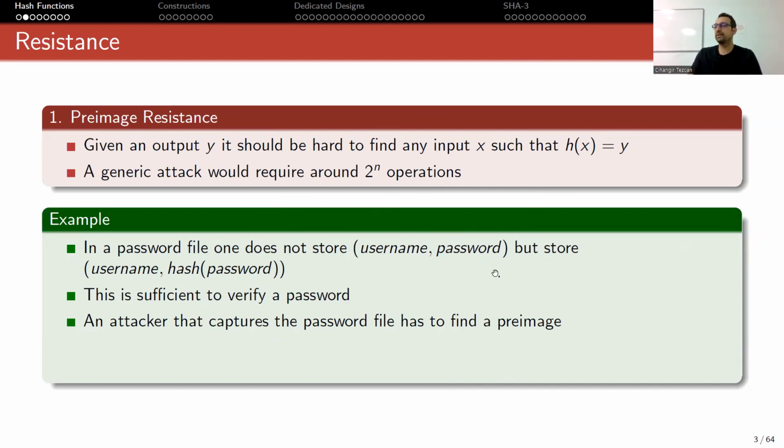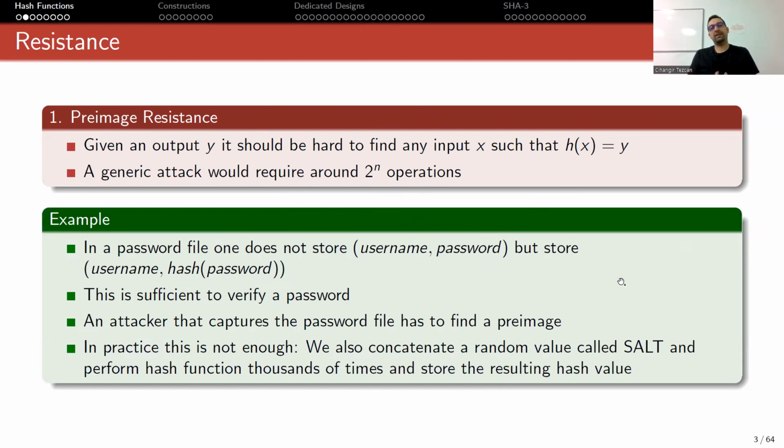But of course, if your password is really easy to guess or short, then the attacker can perform a brute force attack. So in practice, this example I gave you is not enough. What we do is generally concatenate a random value called salt to the end of your password, then calculate the hash. And to slow down the attacker's brute force efforts, instead of storing a single hash of the password concatenated with the salt, you calculate the hash of it recursively, thousands of times, so that it will be harder for the attacker. So instead of a single hash, you perform the hash function 10,000 times or more, depending on your choice.